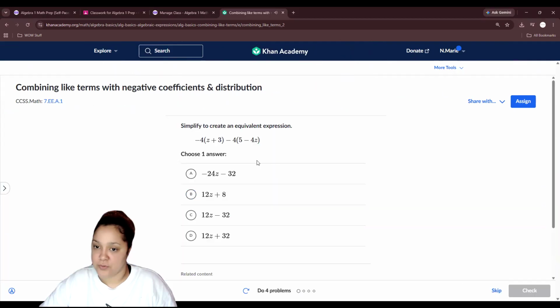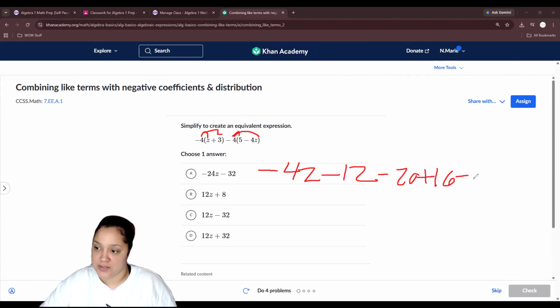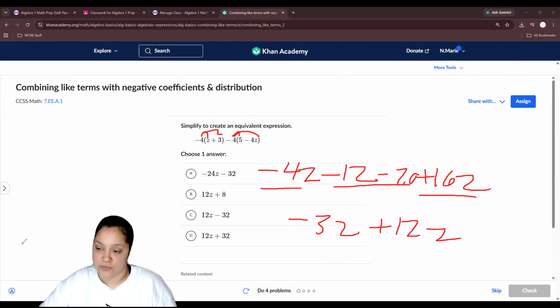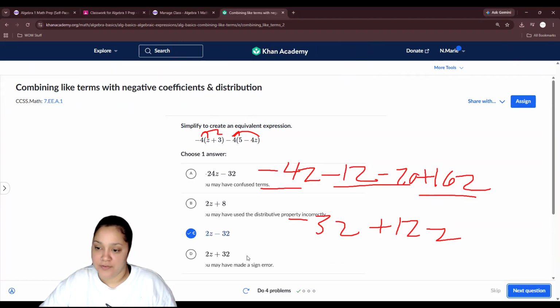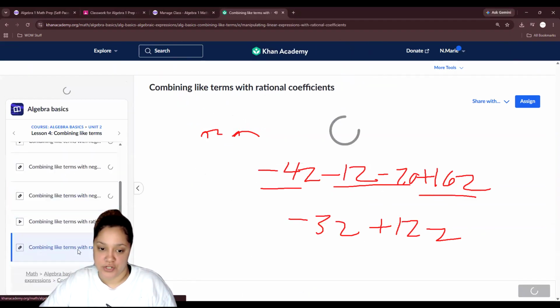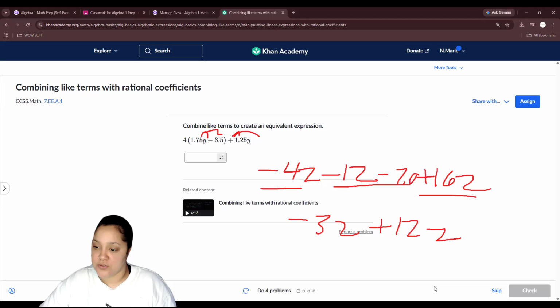So always do parentheses first, right? Distribute. This gets me negative 4z minus 12. This gets me negative 20 plus 16z. And then we're combining numbers together and variables together. And we have our answer of 12z minus 32. And if you have any questions on this, feel free to reach out and ask. You can also do these with decimals and fractions.